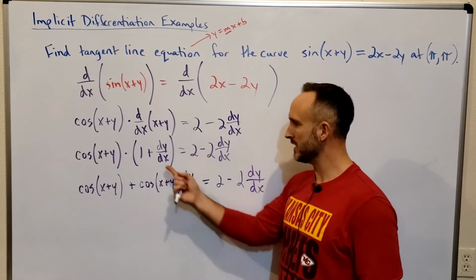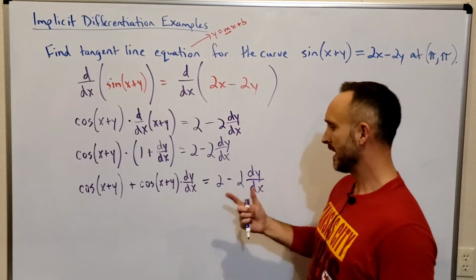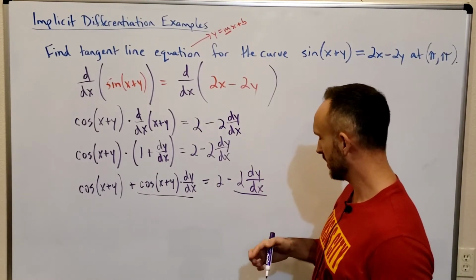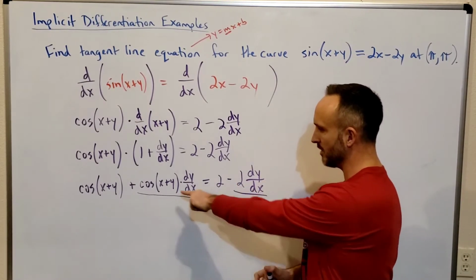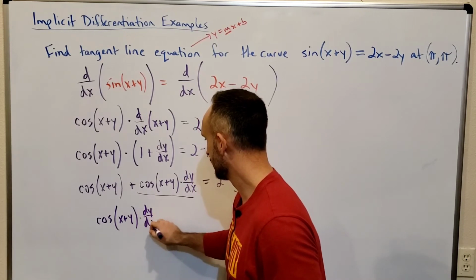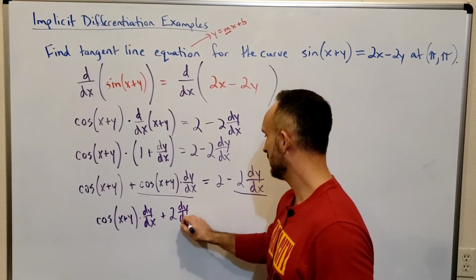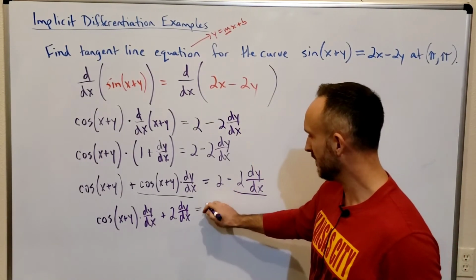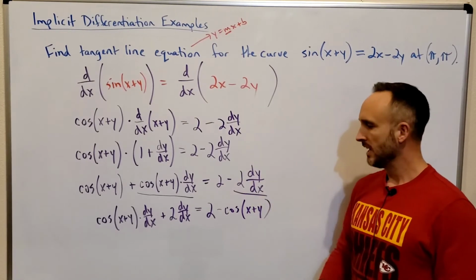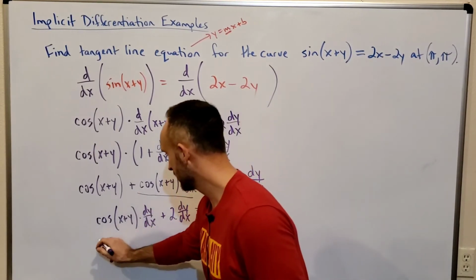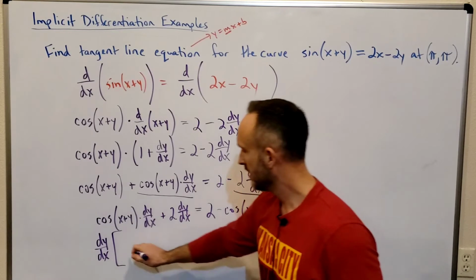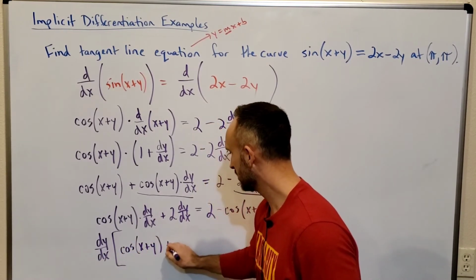And now we've freed the dy dx from those parentheses, and just like last time, now we're going to get the two terms that have dy dx on the same side and everything else on the other side. So this is a negative 2 dy dx, so I'll put him over here to make him positive. So that'll give me cosine of x plus y times dy dx plus 2 dy dx. And on the right side, I'll have my 2 that I'm leaving there, and I'll subtract my cosine of x plus y, since it does not have a dy dx. And last, I'll factor out the dy dx on the left side, because both terms have that in common, leaving behind cosine of x plus y plus 2.